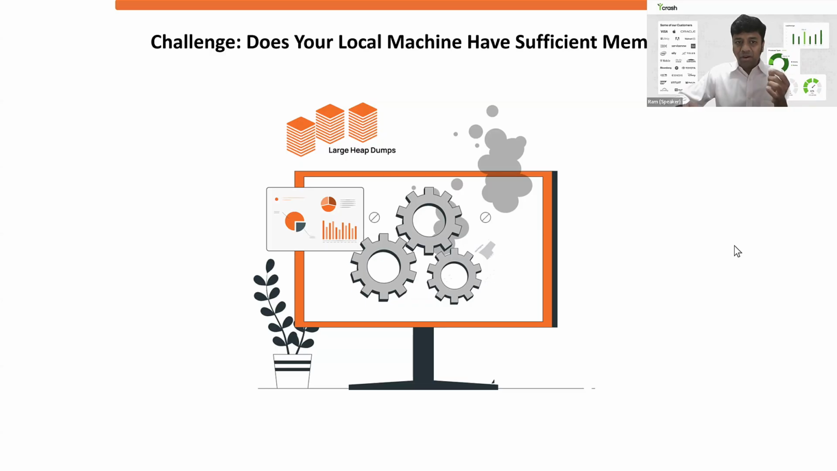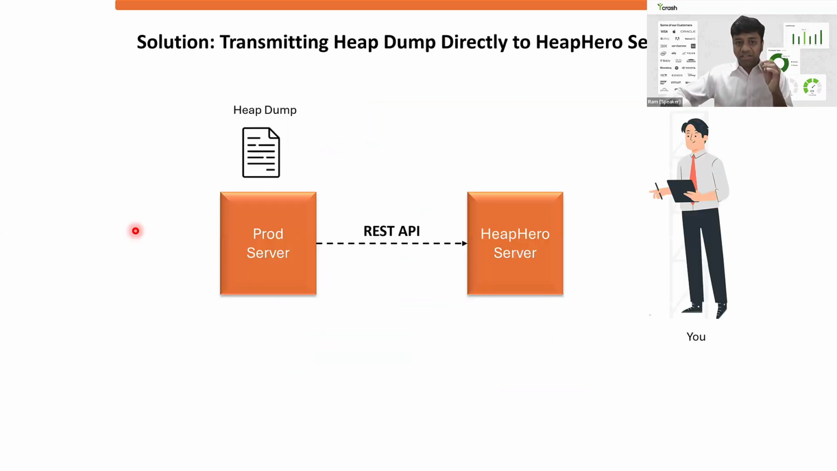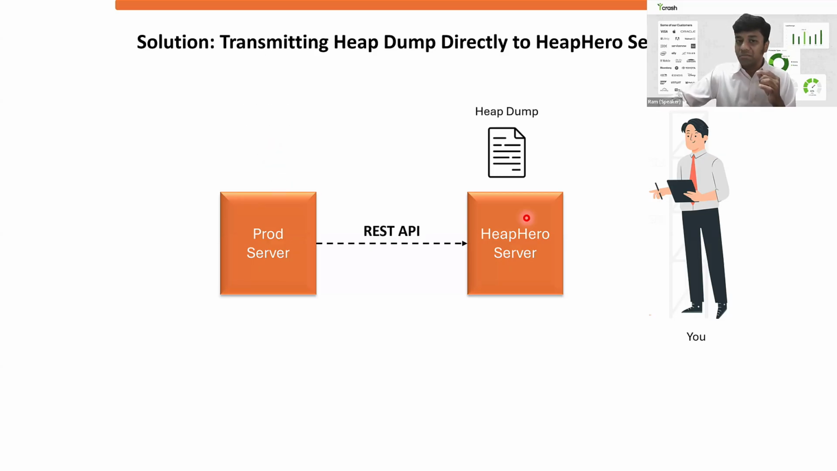Here we want to introduce a technique. There is a REST API available to do the heap dump analysis. Using this REST API, friends, look at this. Your production server is there, and the heap dump is there. You can trigger a REST API. When you trigger it, the heap dump moves from your production server to the HeapHero server, which is our heap dump analysis tool.